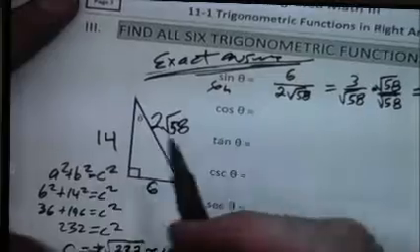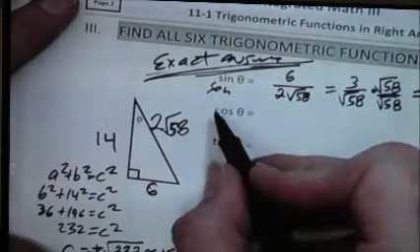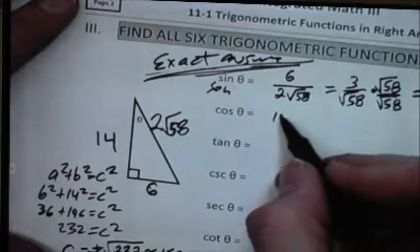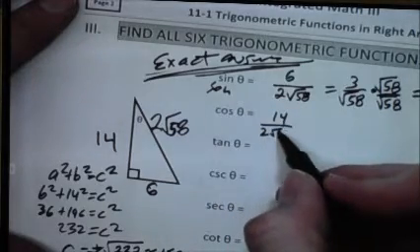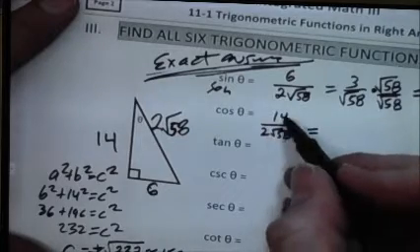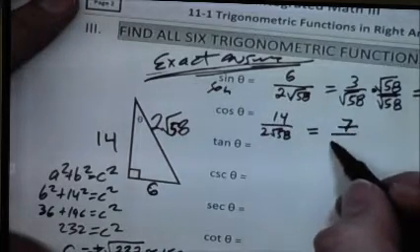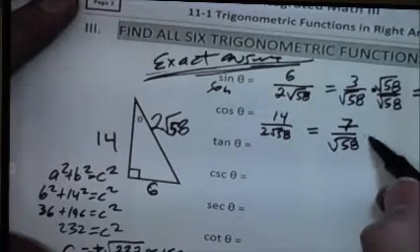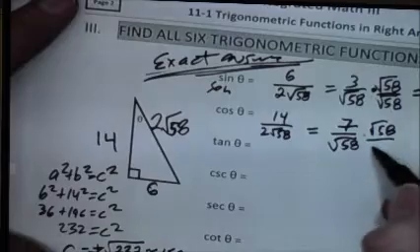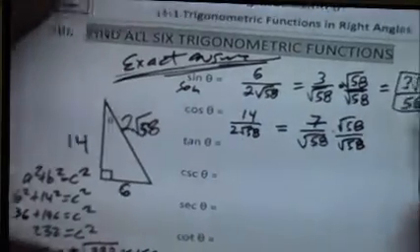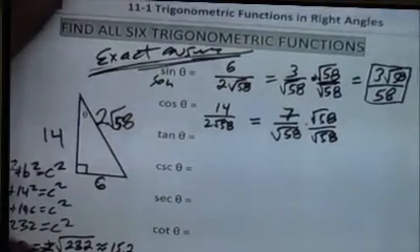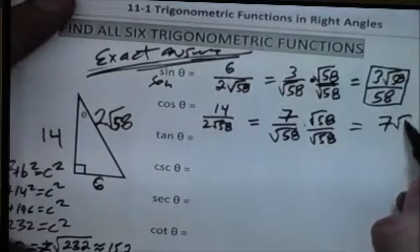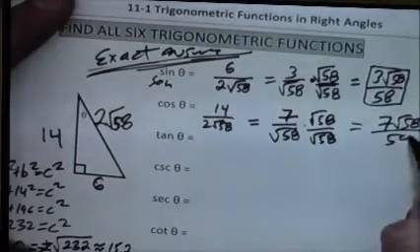For the cosine, that one is CAH. Cosine is the adjacent over the hypotenuse. So that's going to be 14 over 2 root 58. 2 goes into 14 7 times. And I'll multiply again by the square root of 58. It gets tedious pretty fast, actually, but you've got to do it if it's an exact answer. So we get 7 root 58 over 58.